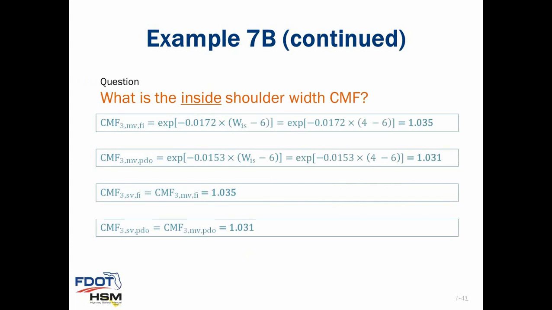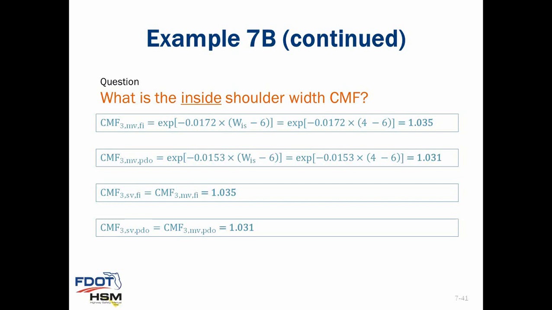Okay, so let's first compute the inside shoulder width CMFs. We saw the two equations for this CMF back on slide 37. They're repeated in the top half of this slide. We substitute the inside shoulder width of 4 feet into each equation and compute a value of 1.035 for the CMF applicable to multiple vehicle fatal and injury crashes. We can also compute a value of 1.031 for the multiple vehicle PDO crashes.